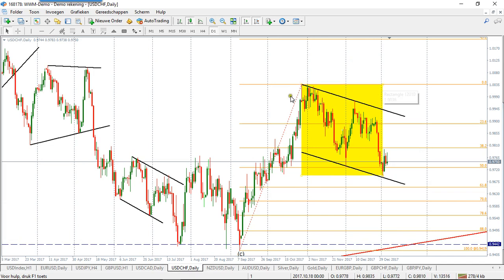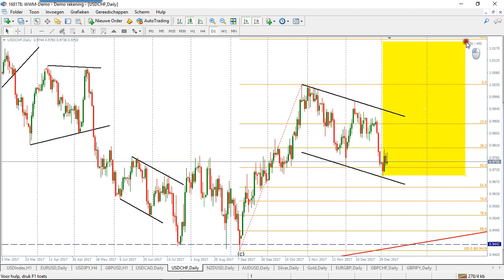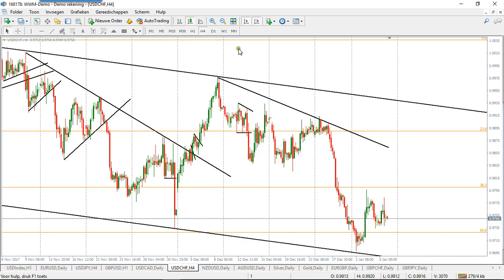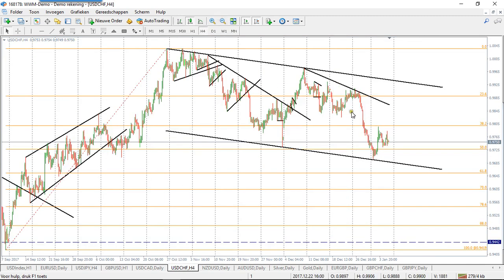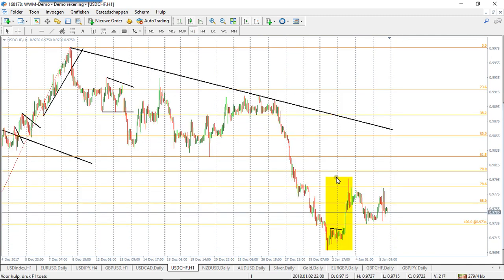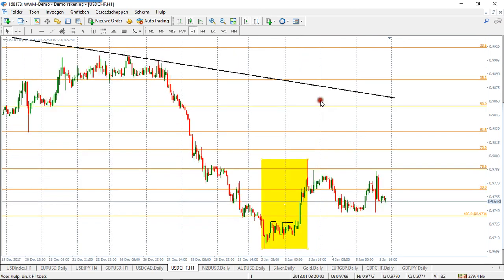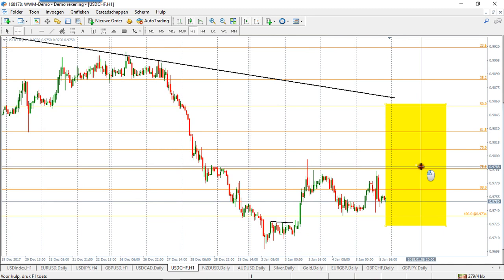So what does that mean? I'm still looking for this move here to the upside, and that means I need to go to the 4 hour, the 1 hour to see whether I see a reversal anytime soon. Well, this is not what I like to see for a reversal. So what does it mean? Let's go to the 1 hour time frame. I like to see a continuation of this yellow box. So that means maybe something like this. Maybe we're going to test a trend line and then continue lower once again.